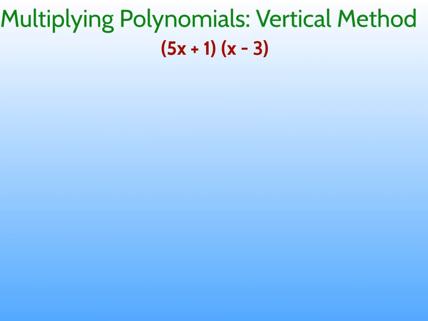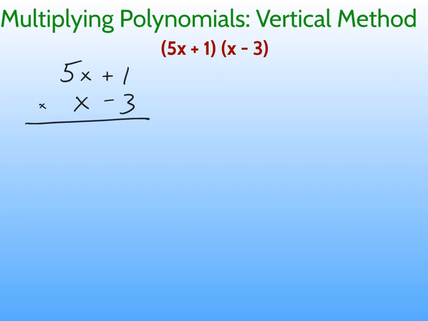Now the last way you can do this is called the vertical method. And it's a lot like multiplying basic numbers, like how you probably learned at an early age. I've never really been a huge fan of it for doing it with polynomials, but it does work. So the first step is you write them vertically. You have 5x plus 1 times x minus 3.